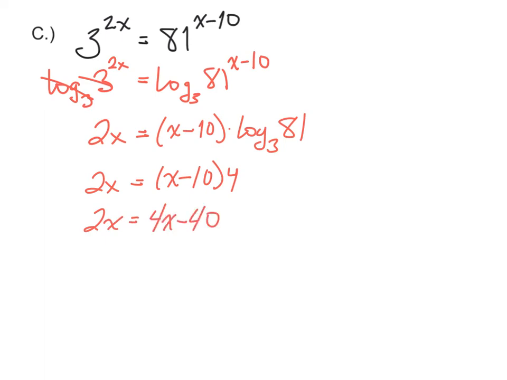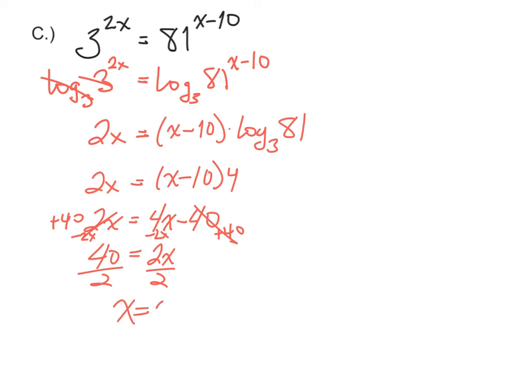Get all the x's on one side, so I'm going to subtract 2x to bring it over here, and then add 40 to bring it over to the other side. So I subtracted 2x from both sides, and I added 40. Those cancel, those cancel. And that's how we get this expression. So finish it up by dividing by 2, and x equals 20.